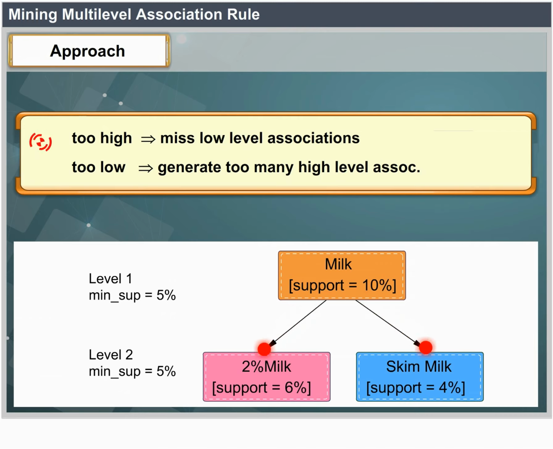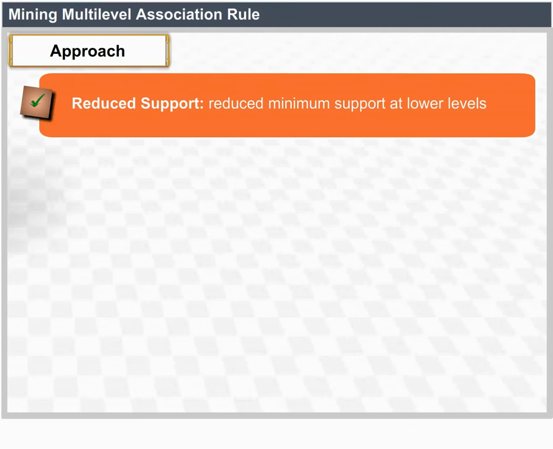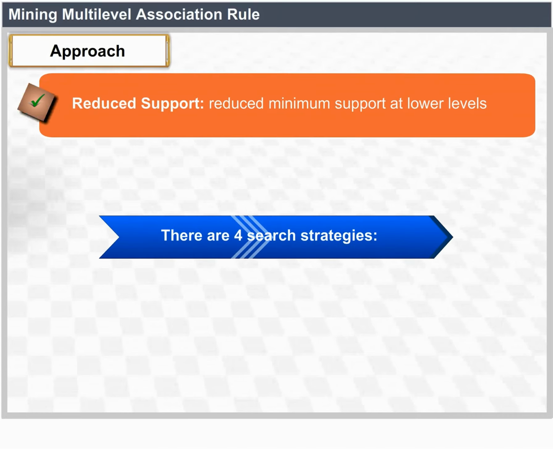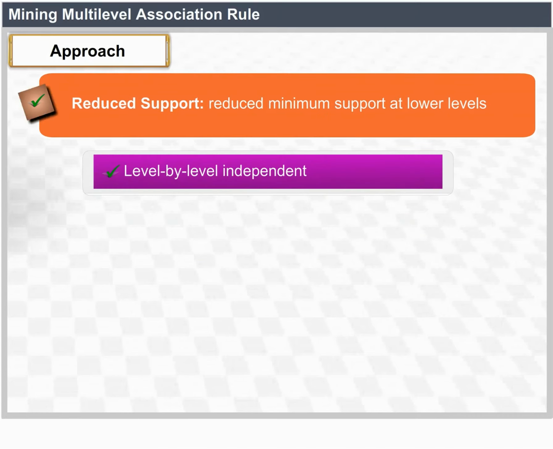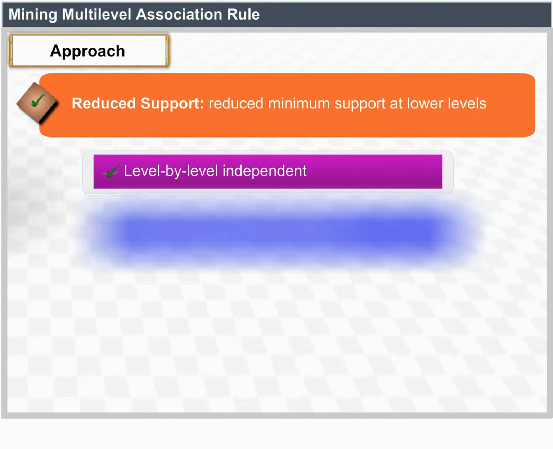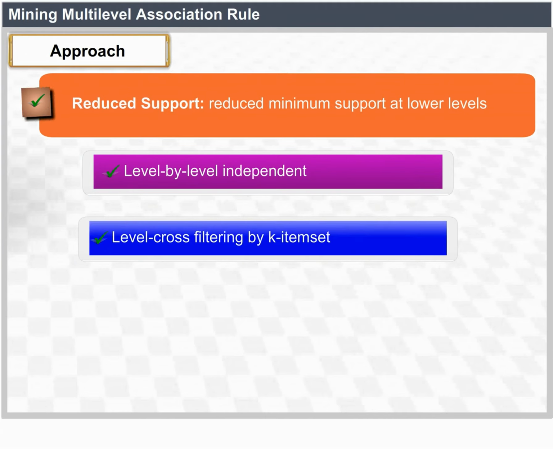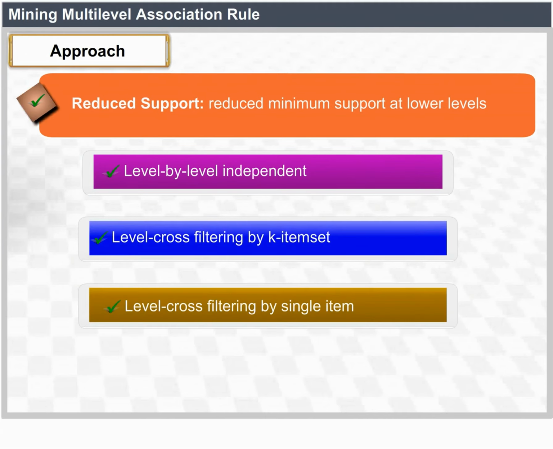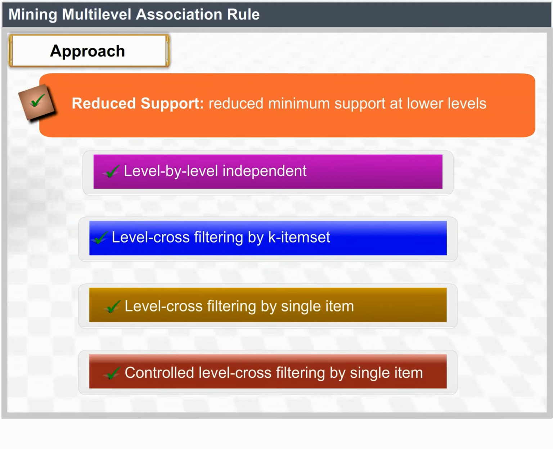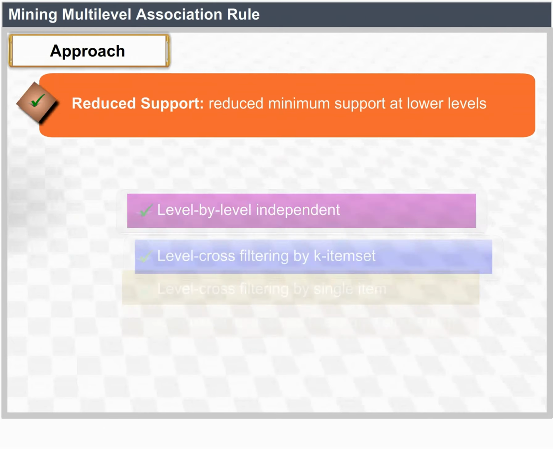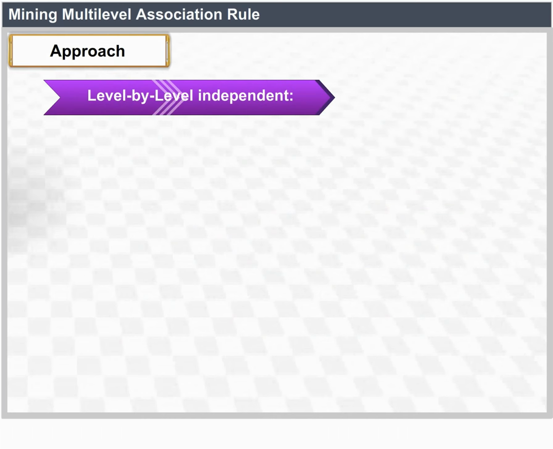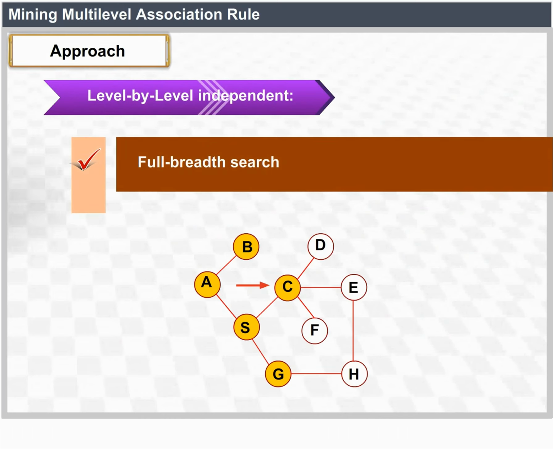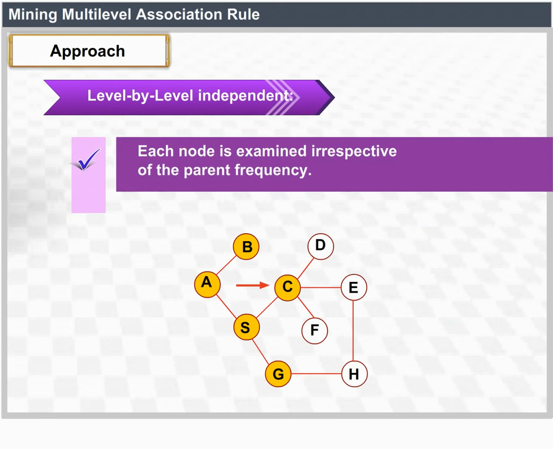Reduced support: reduced minimum support at lower levels. There are four search strategies: level-by-level independent, level-cross-filtering by k-itemset, level-cross-filtering by single item, and controlled level-cross-filtering by single item. Level-by-level independent: full breadth search, no background knowledge is used, each node is examined regardless of the frequency of its parent.